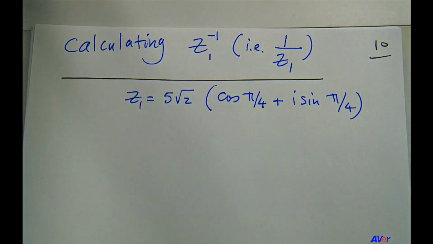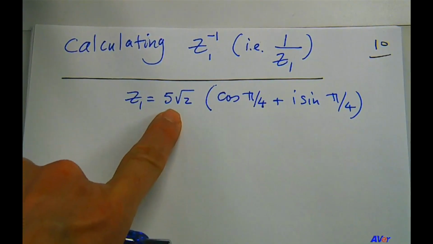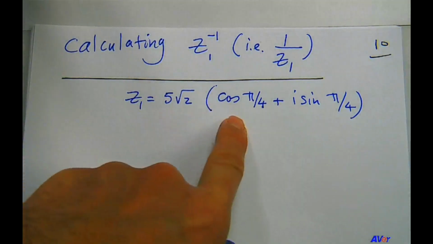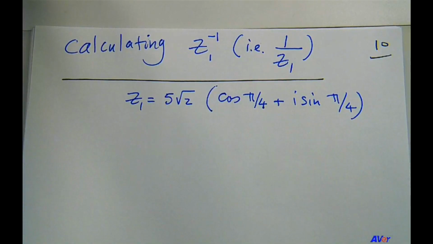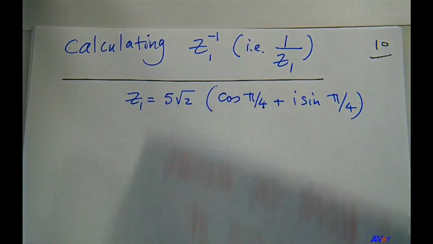Right? So the formula for finding it was a pretty straightforward formula. It was 1 over the modulus, so 1 over 5 square root of 2 times cosine of pi over 4 minus i sine pi over 4. But let me bring that slide back. So here is that.